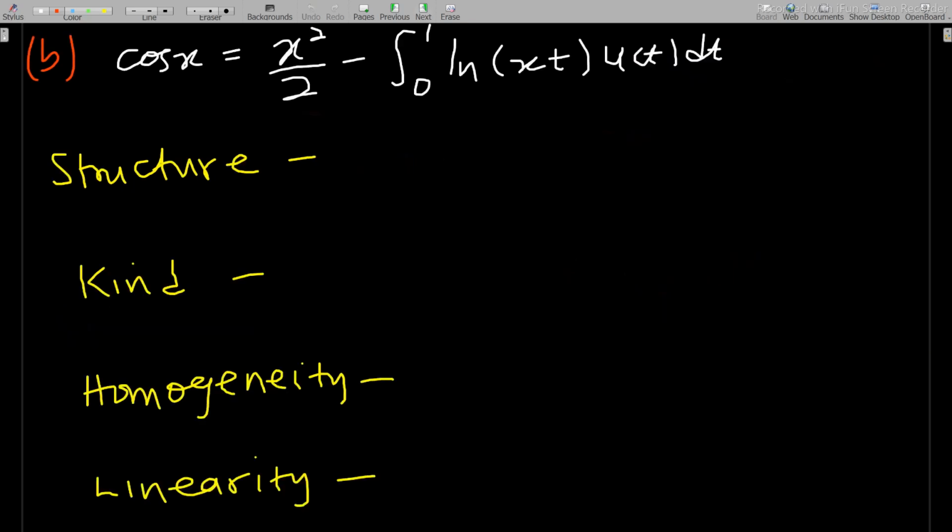So let's go to the second question and solve it. I believe you can solve this now. Now let's look at this. The structure depends on what? First of all, I said it depends on the limit. So check the limits. They are both constant. So I have a Fredholm integral equation.